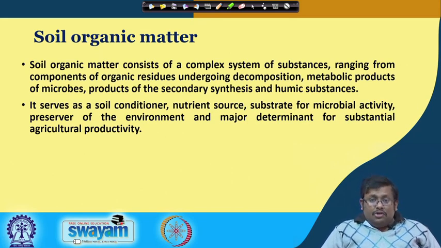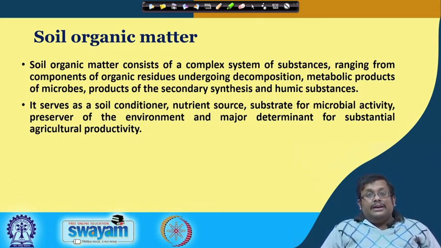And remember that the humus is the major fraction of organic matter that is responsible for soil physical, chemical and biological properties. We will discuss the humus in detail later on. So basically soil organic matter serves as a soil conditioner, nutrient source, substrate for microbial activity, preserver of the environment and major determinant of substantial agricultural productivity.